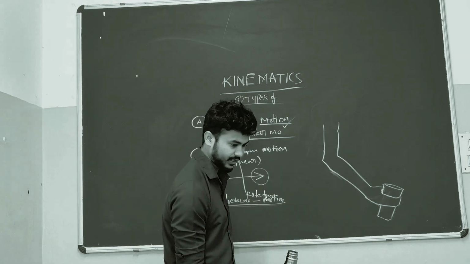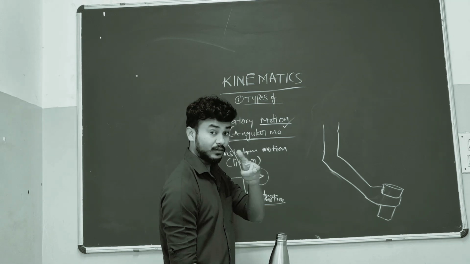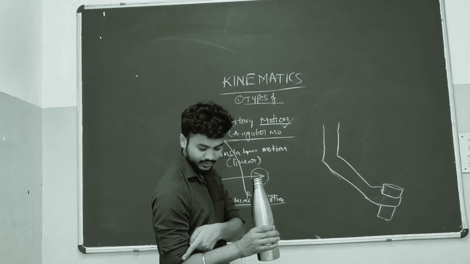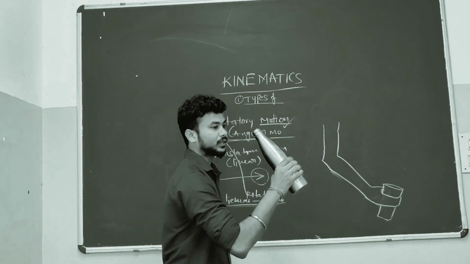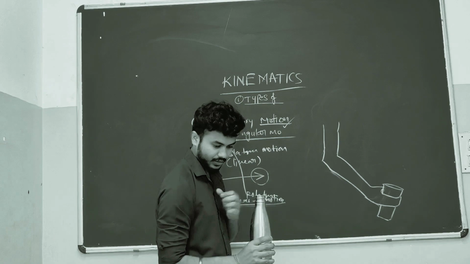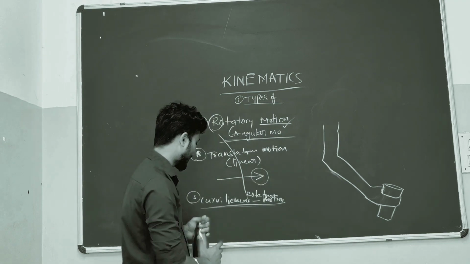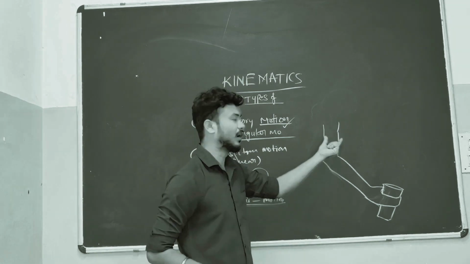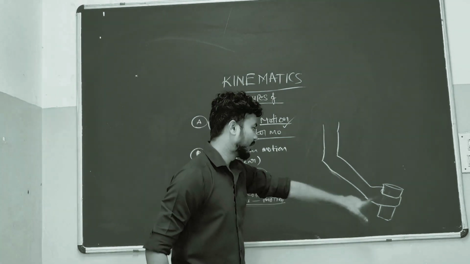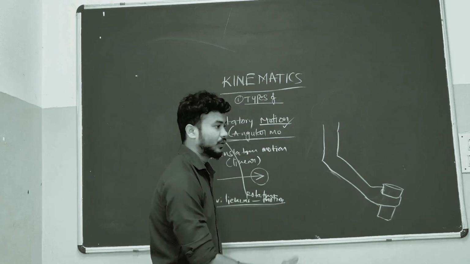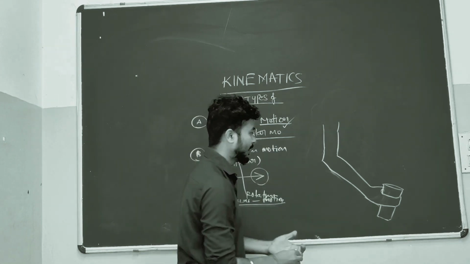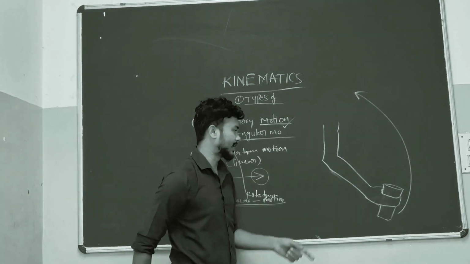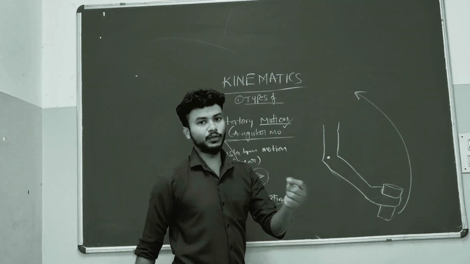Now curvilinear: when one object or segment moves around a fixed axis, it rotates around a fixed axis and moves in space, then that movement is nothing but curvilinear movement. Here we have the arm component and forearm component. If the person attempts to drink water, he has to move in this direction, so here we have the elbow axis.